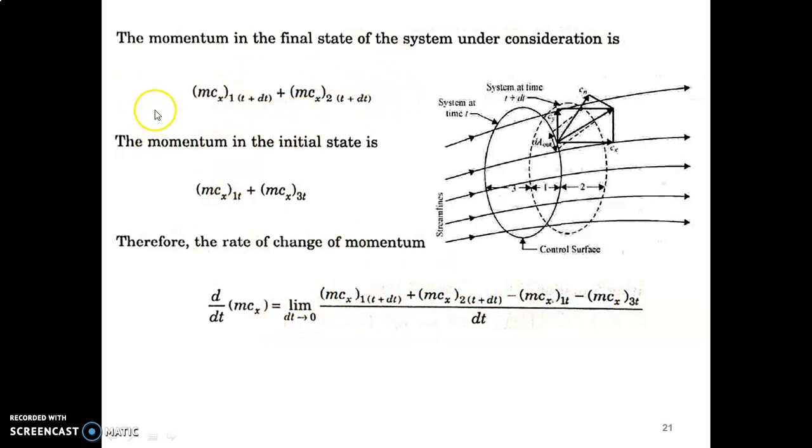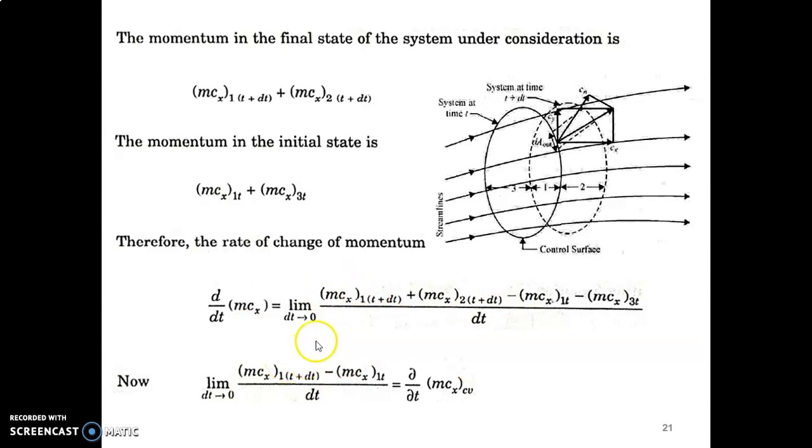Final expression for momentum, that is mcx1 at t plus dt plus mcx2 at t plus dt minus the initial value, is given by this expression. Okay, now we are changing the entire expression accordingly. For that purpose, we will take the right hand side first. We have taken the right hand side, not the entire right hand side.